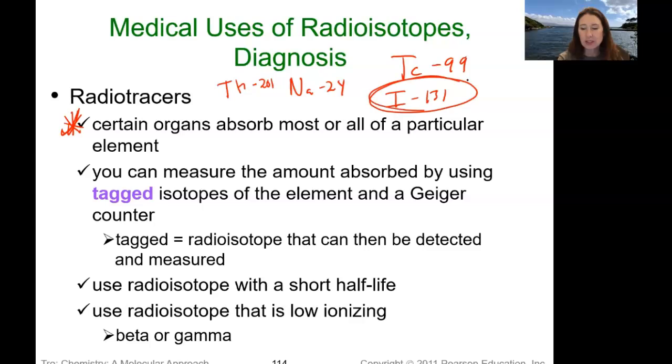And this one's really interesting, another interesting thing, not used as a radio tracer, but in Chernobyl, if you remember, Chernobyl was a nuclear meltdown where the core literally melted down due to operator error.